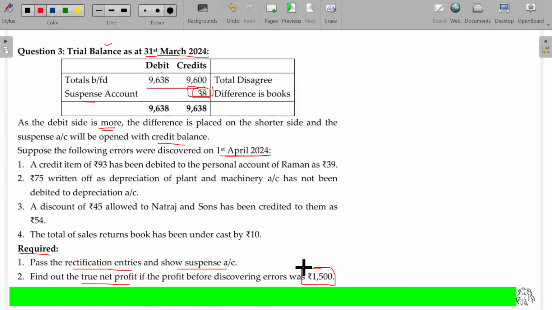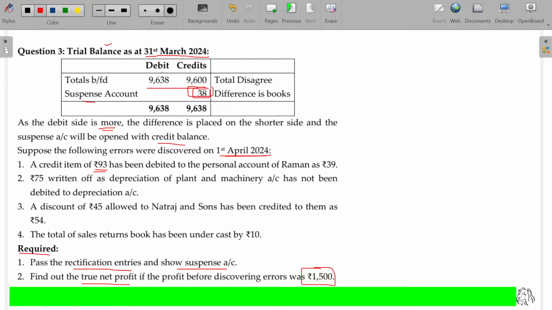As per the first question, you have to pass the rectification entry after the trial balance but before the final accounts stage. For the third requirement, you have to pass the rectification entry after the final accounts. Or you can straight away pass the entry for rectifying the errors after the trial balance stage. So after the final accounts stage, we can work out. So we are going to rectify after the final accounts.